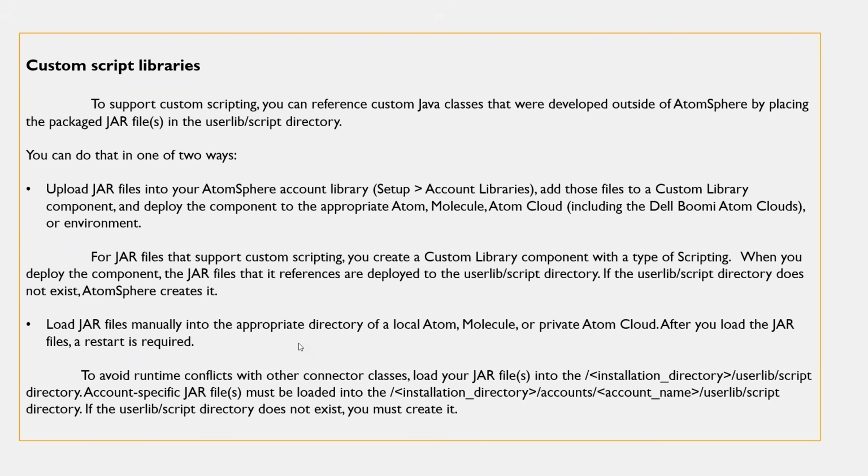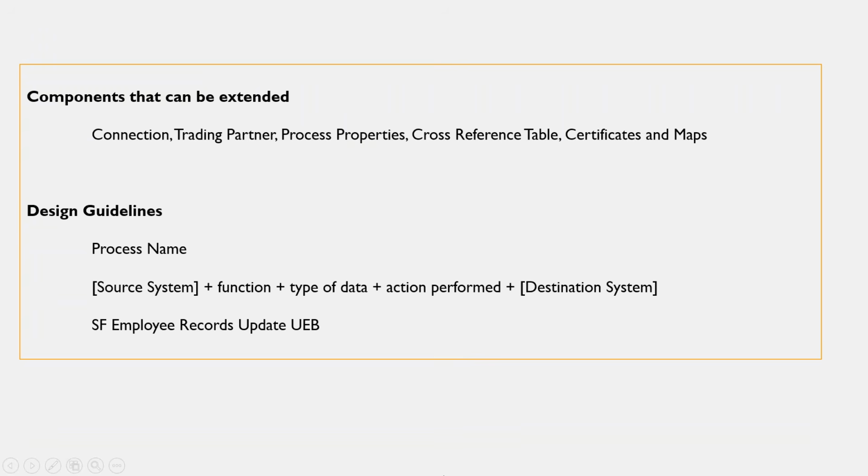So if you have access to your system where the Atom is installed, then you can go with the second option of loading it manually. Else you can go with the first option where we upload the jar files into the account library. Clear? This we will be seeing in the advanced course. We'll be doing this with an example. Right? So then components that can be extended. This is one interview question. Connection, trading partner, process properties, cross-reference tables, certificates and maps can be extended.